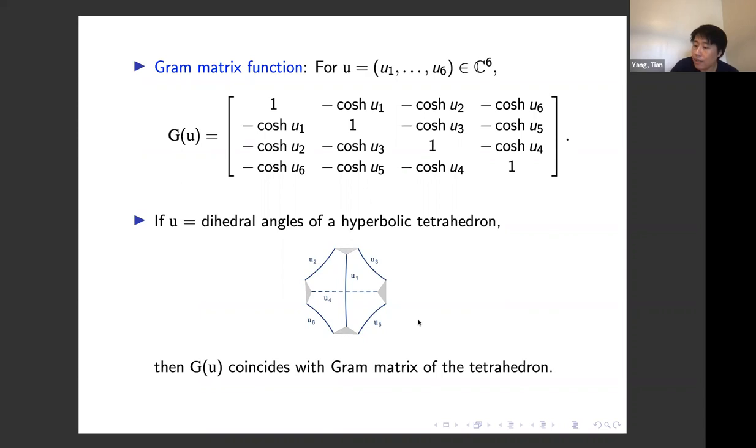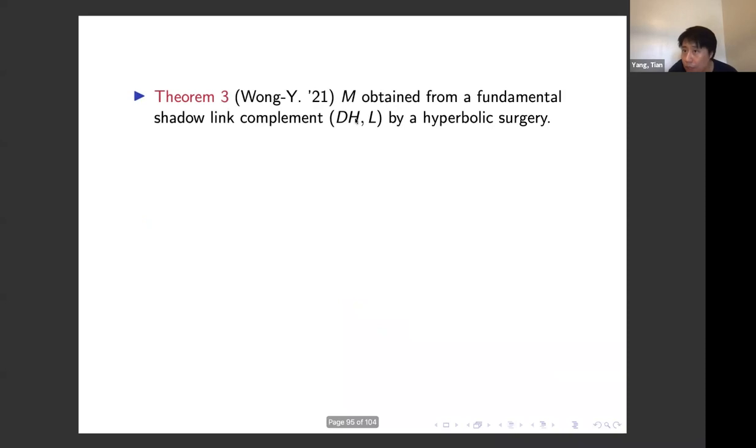For example, given six real numbers, whether they are the dihedral angles of a hyperbolic tetrahedron is completely determined by the signature of this Gram matrix. Okay, so it's a very central object. Okay, now I think we are ready to state our result.